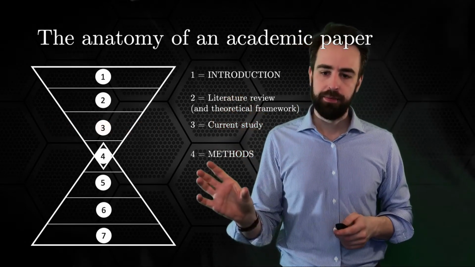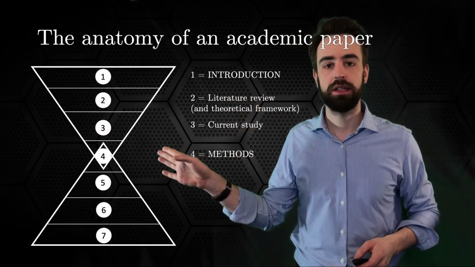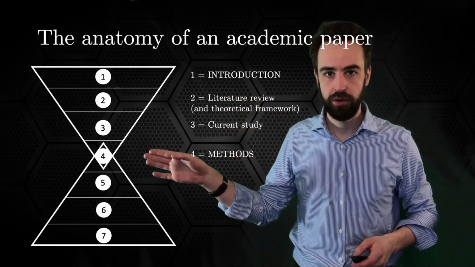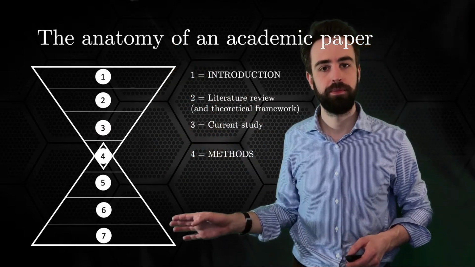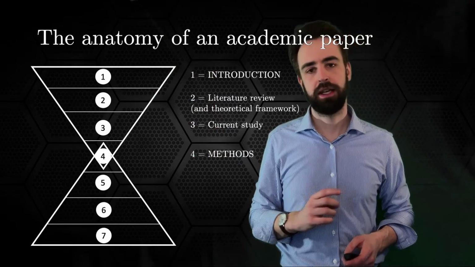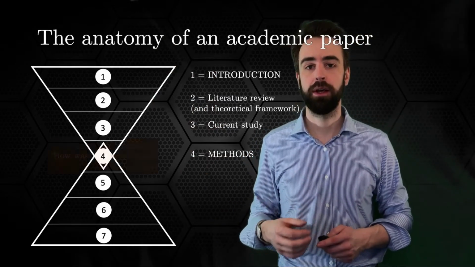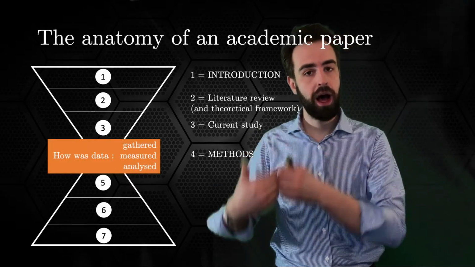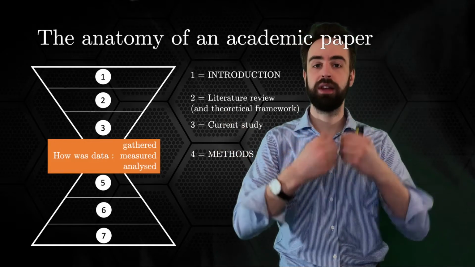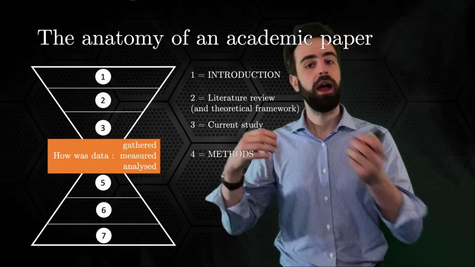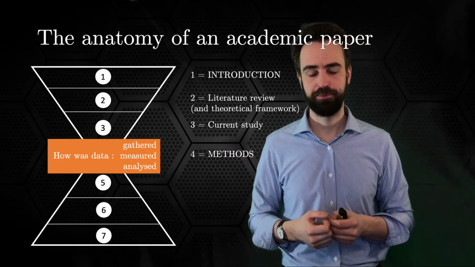In the next step, the methods section or the methodology, we are, as you can see, the most concrete or the most detailed in this whole hourglass model. In the methods section, we introduce the reader to three things specifically. We say how our data were gathered, we explain how our data were measured, and we tell the reader how our data were analyzed.